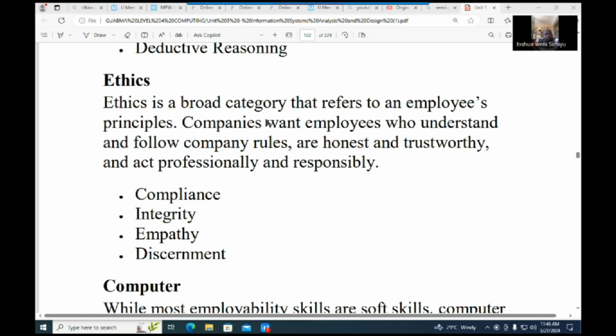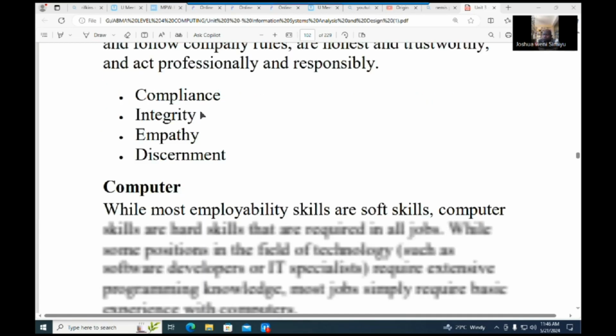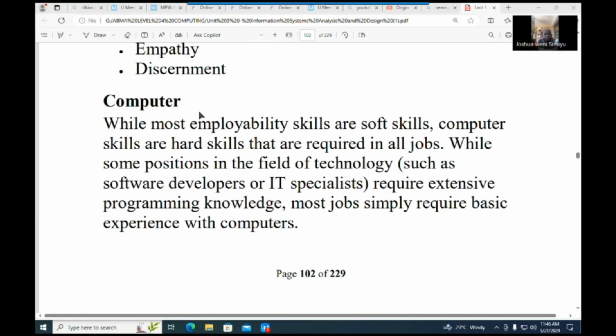However strict the rules might look, however unfair the rules might look, however mistreating the rules might look, you should confine yourself to the level of becoming compliant to those rules. You should be a person of integrity. You should be a person who has empathy. You should be empathetic toward other people, not just dealing with people in an inhuman way. That is not good. You also need computer skills.